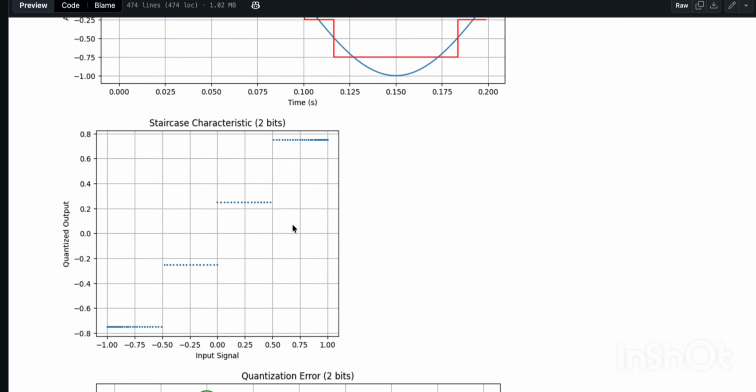Staircase characteristic. This graph shows the input-output characteristics of the quantizer. The x-axis represents the input signal and the y-axis represents the quantized output. The staircase pattern demonstrates that a range of input values maps to the same output level. Increasing the number of bits increases the number of steps, making the approximation more accurate.